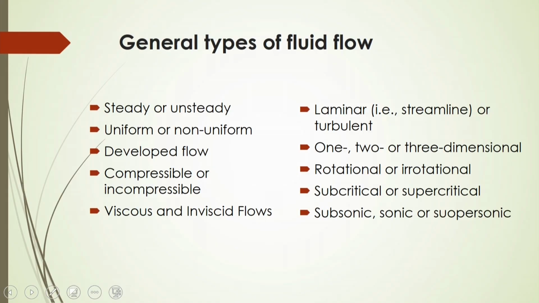Now, we will discuss the general types of fluid flow. One is steady state and unsteady state. If the flow changes with respect to time, then it is unsteady state. If the flow does not change with time, then it is steady state. Then uniform and non-uniform: sometimes the velocity of the fluid or streamlines will be changing at different locations. Also developed flow or undeveloped flow.